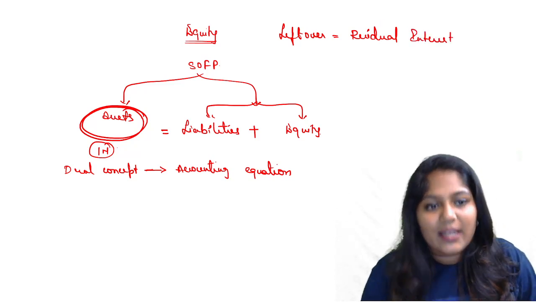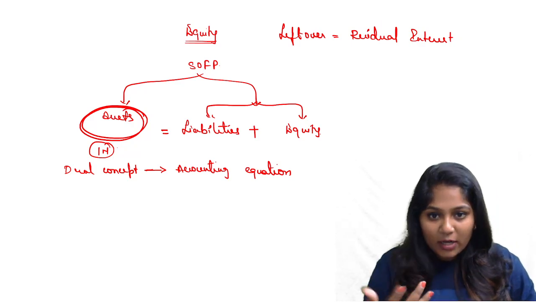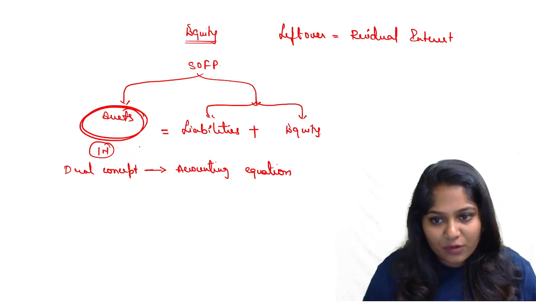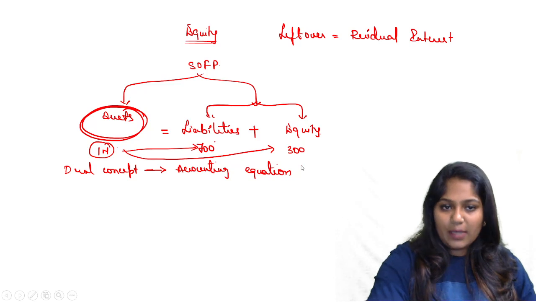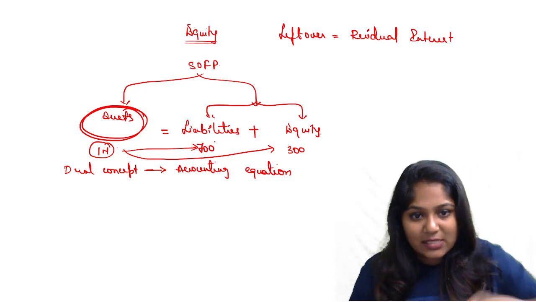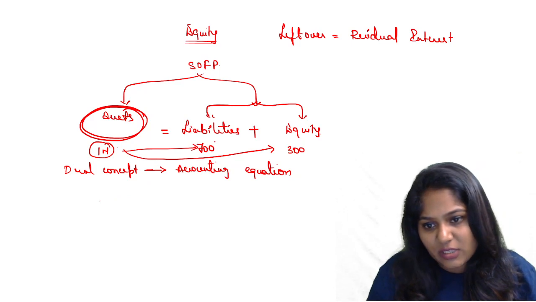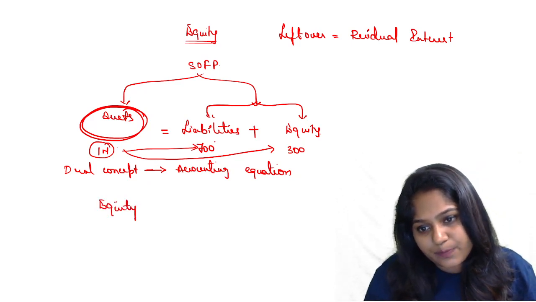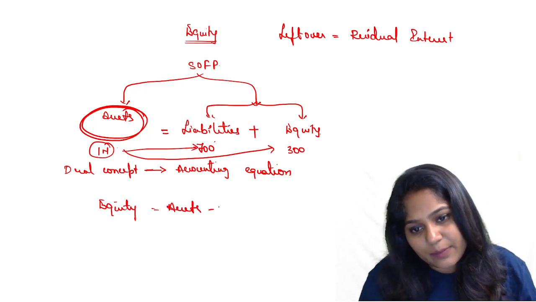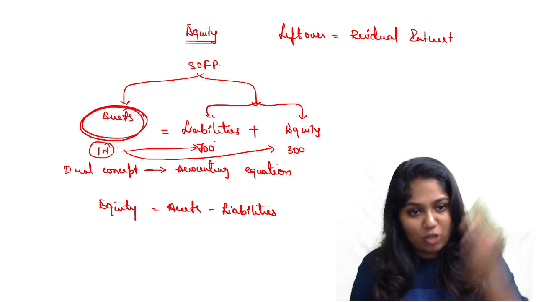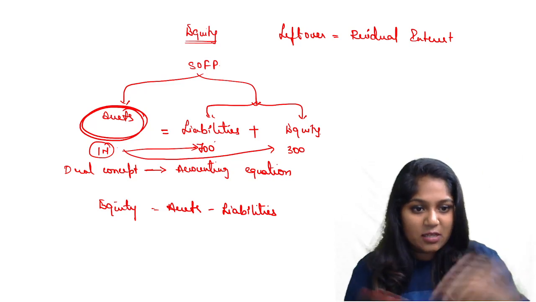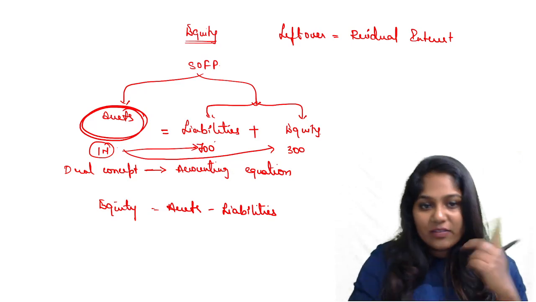What is residual interest? The leftover in the organization. Out of this 1 million in assets, $700,000 would be paid to liabilities. The remaining $300,000 will be given to equity, for example. So that is the residual interest in the assets. Can I rewrite this accounting equation as equity equals assets minus liabilities? Whatever in the assets I pay to the liability, the remaining goes to equity. Can I say that after deducting the organization's liabilities from its assets, whatever remains is called equity?